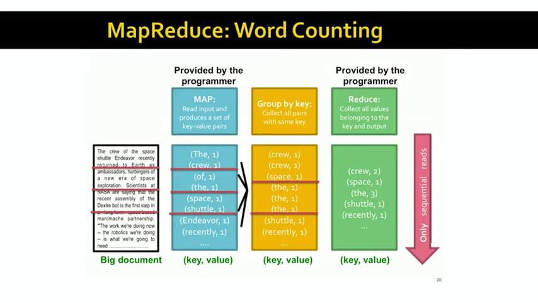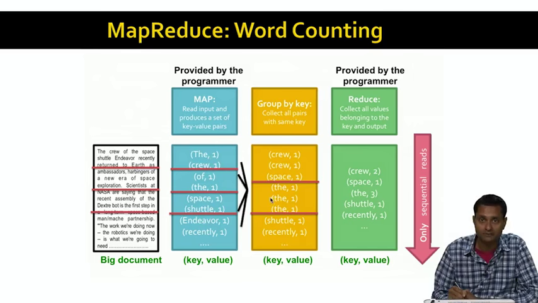So if you use 3 reduce nodes, then the MapReduce system is smart enough to split the output of the map into three reduce nodes, and it makes sure that for any given key, in this case the, all instances of the, regardless of which map node they start out from, always end up at the same reduce node, right? So all instances of the, whether it started from map node 1 or map node 2, ended up at reduce node 2 in this case, and all instances of the word crew, regardless of whether they started from map node 1 or map node 4, ended up at reduce node 1.